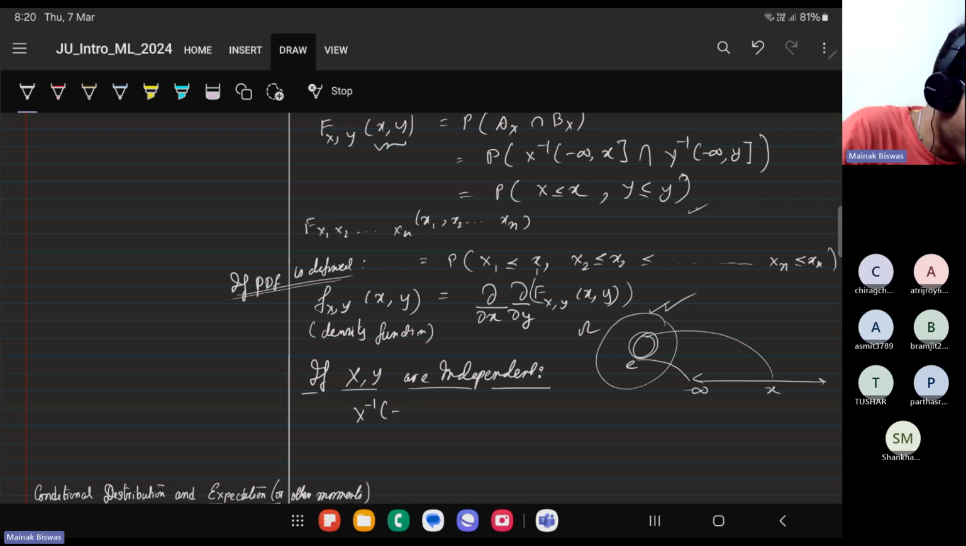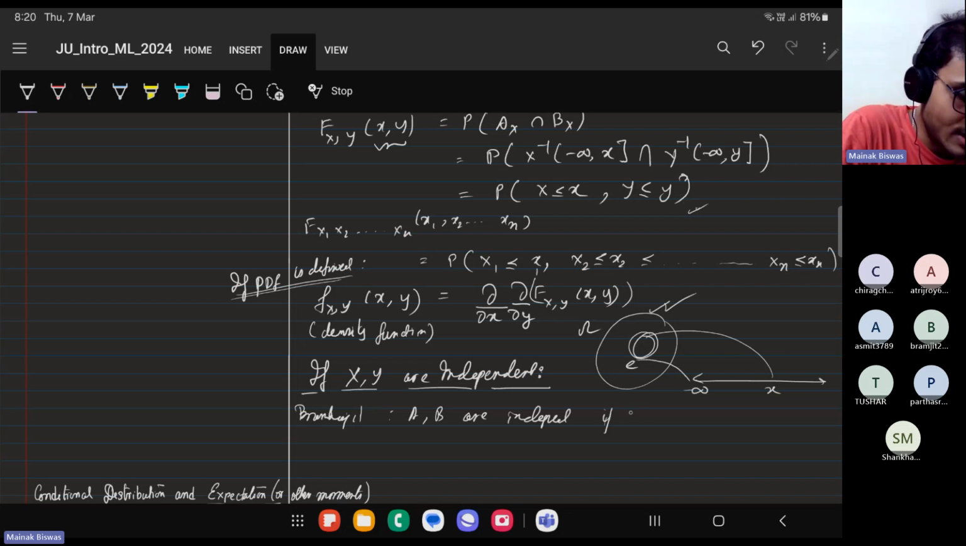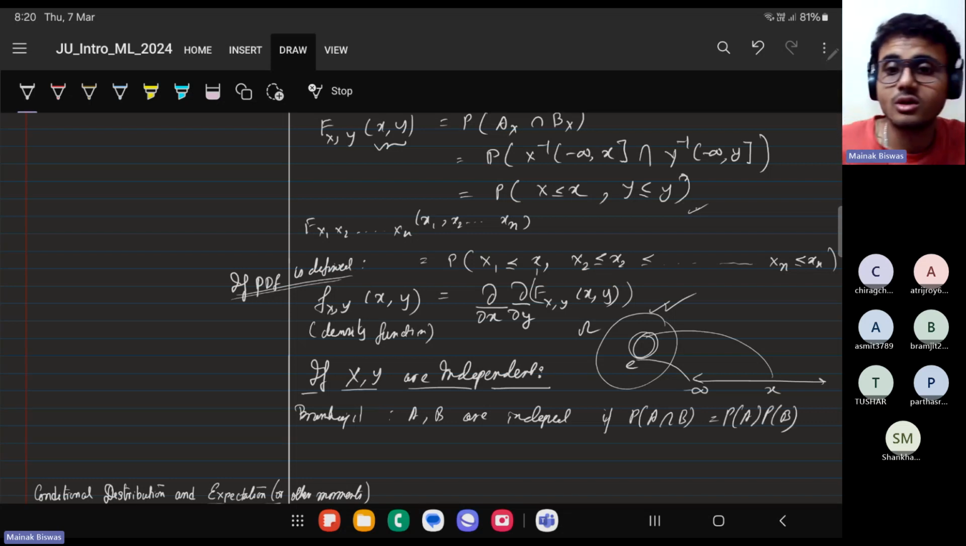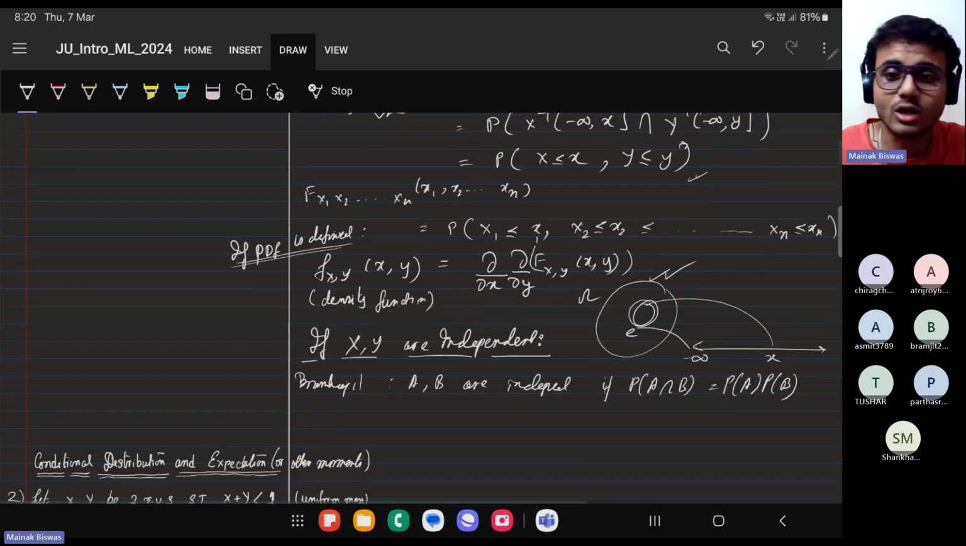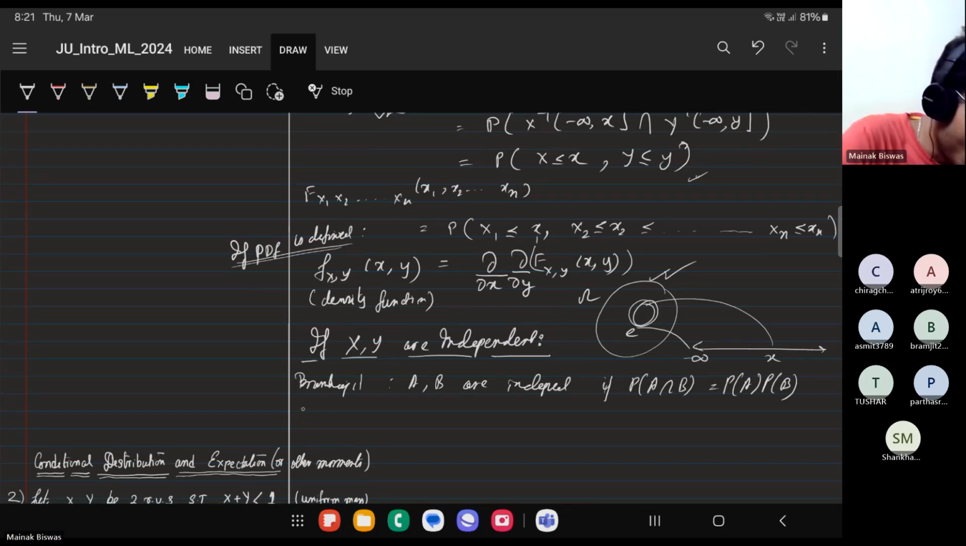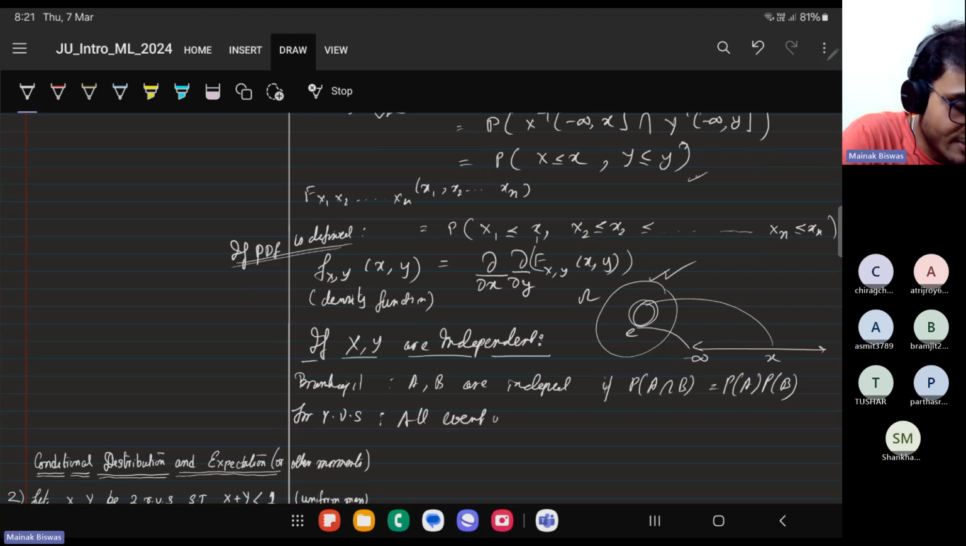Isn't the intuition clear? So Promojit told me A and B are independent if probability of A comma B, or A intersection B, is equal to P(A) into P(B), as we have done before. But for random variables to be independent, all events generated by the random variables must be independent, right? It is a much stronger condition. You have to understand that to be independent, all events generated by the random variable must be independent.